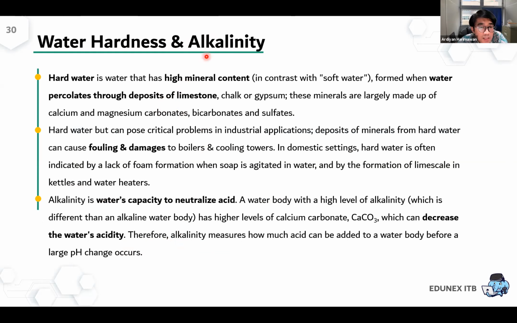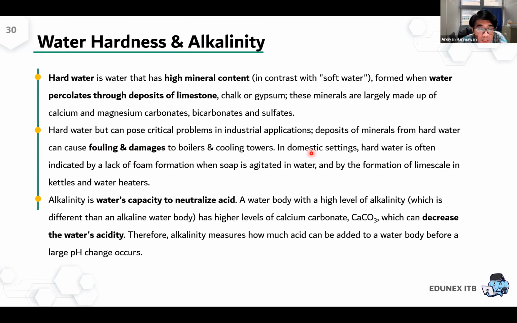What is the relation between hardness and alkalinity? Basically, we have discussed, right? Hard water comes from the high mineral content when water percolates through deposits of limestone, chalk, or bitumen, and these minerals are largely made up of calcium and magnesium carbonates, bicarbonates, and sulfates. If we use hard water in industry, some problems may occur, like fouling and then scaling. This scaling and fouling can damage the internal equipment of the boiler, such as the tubes.